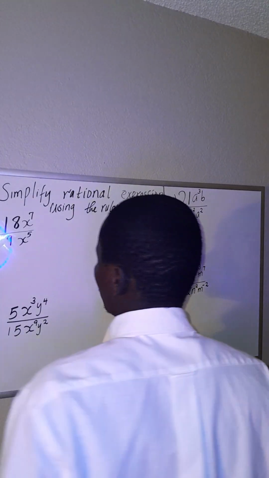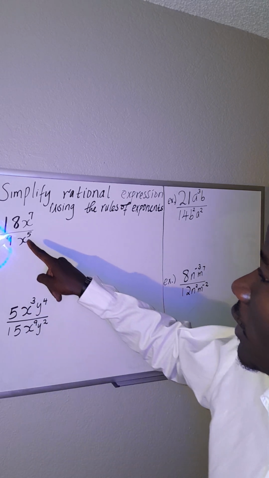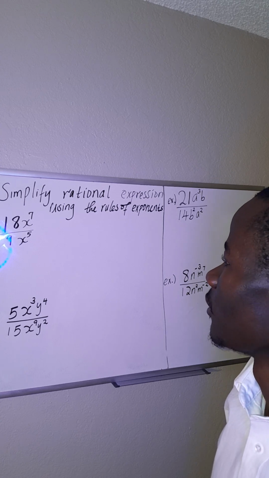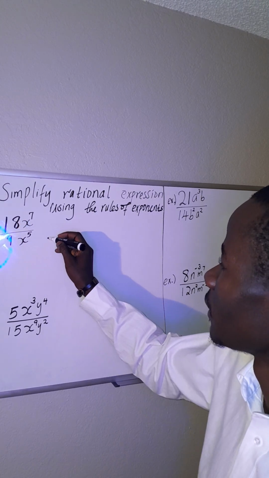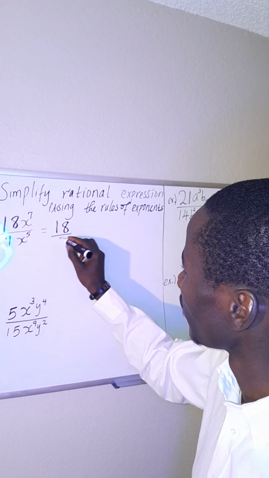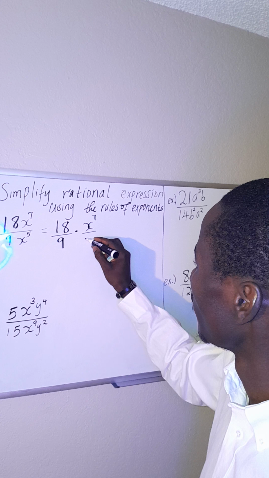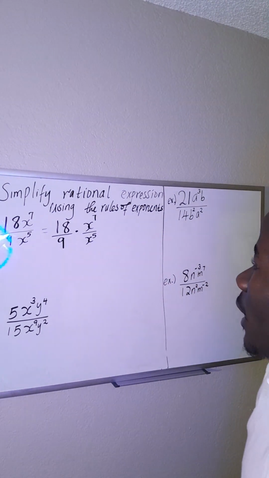I want to teach you how we simplify a rational expression using the rules of exponents. The first question is 18x raised to the power of 7 out of 9x raised to the power of 5. I will split this so that it looks like 18 out of 9, multiplied by x raised to the power of 7 out of x raised to the power of 5. Then I'll go ahead and solve this.